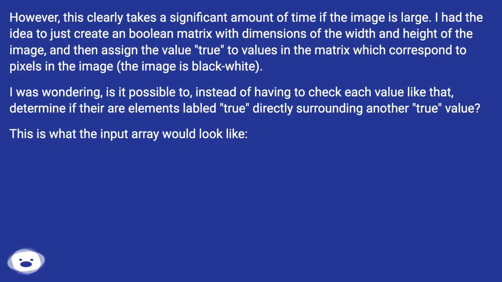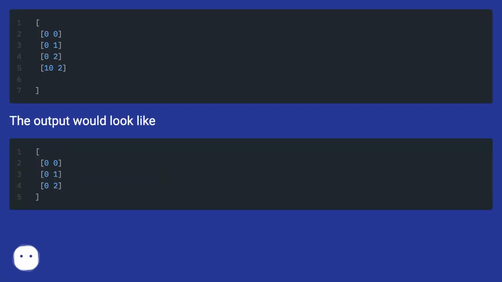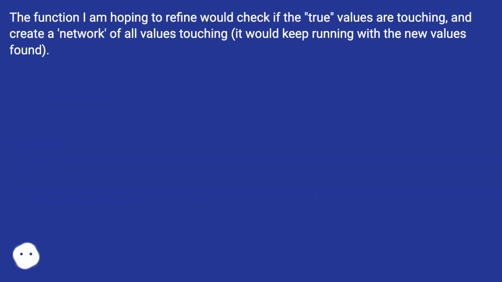This is what the input array would look like. The output would look like. The function I am hoping to refine would check if the true values are touching, and create a network of all values touching. It would keep running with the new values found.